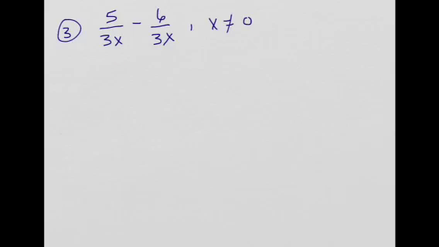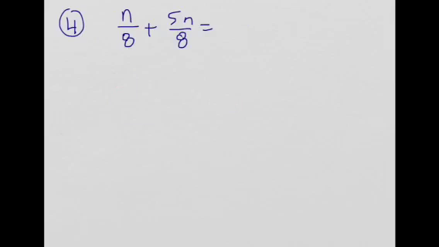Our common denominator is 3x, so we know that that's going to be our denominator. Again, add a line, change the sign. 5 plus negative 6 is going to give us negative 1 over 3x. You might also see that written as negative 1 over 3x.